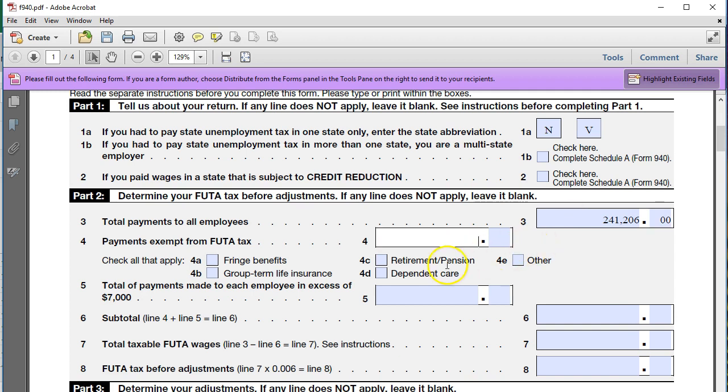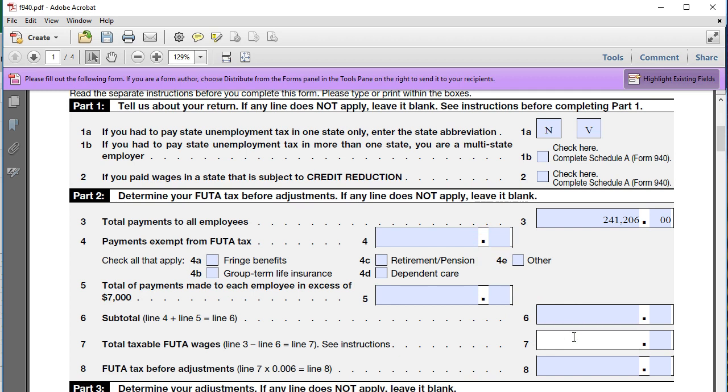All right, now here's where it gets a little confusing. We've got payments exempt from FUTA. We're not going to have anything there. And then it says total of payments made to each employee in excess of $7,000, which is a kind of funny calculation. So they want the number that was over the $7,000. And then down here it says the subtotal, which is going to be adding these two. And then line 7 says total taxable FUTA wages.